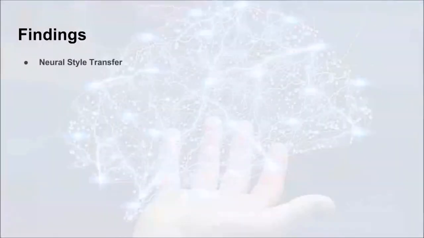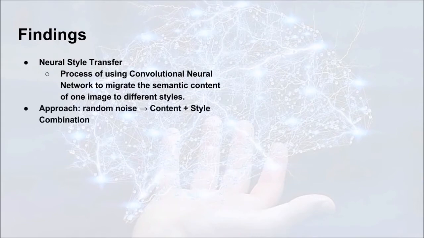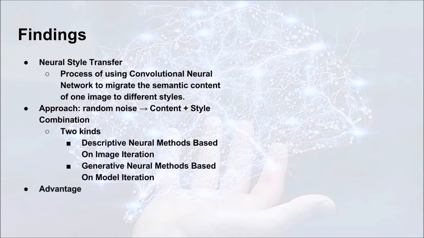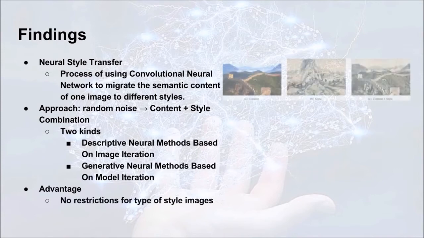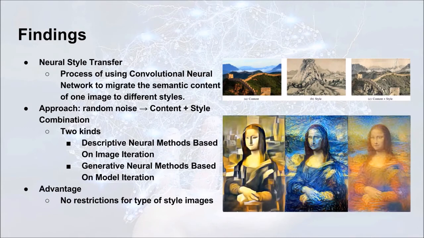Neural style transfer is the process of using a convolutional neural network to migrate the semantic content of one image to different styles. The purpose is to recombine the content of a given photograph with the style of well-known artworks. The algorithm successfully produces fantastic stylized images with the appearance of a given artwork. The key idea behind this algorithm is to start from random noise as the initial result and then change the values of pixels until the desired statistical feature distribution is satisfied.